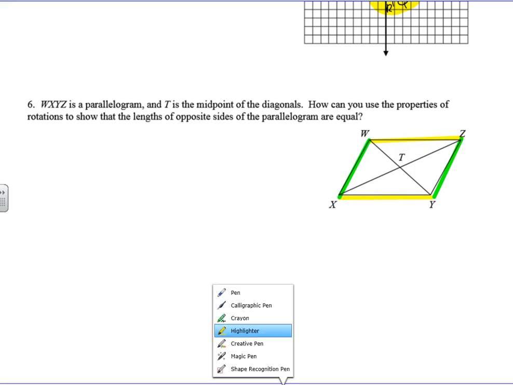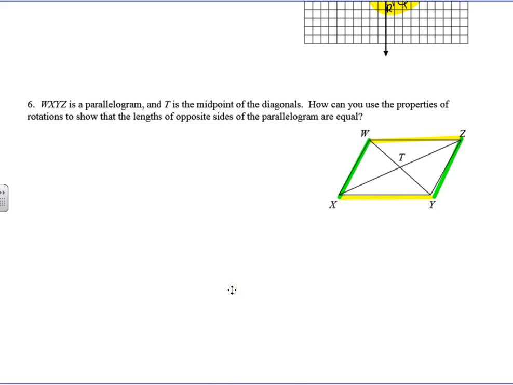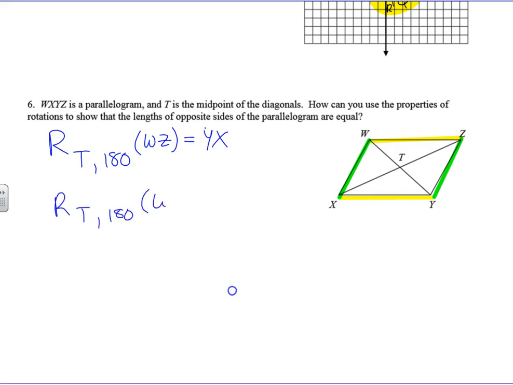So here's what we're saying: if we rotated about point T 180 degrees, point WZ, what would that land on? Well, WZ would end up becoming YX. And then if we rotated about point T, a rotation of 180 degrees, and we did WX, the green ones, what would the image of that be? Well, WX would go around and it would become YZ.